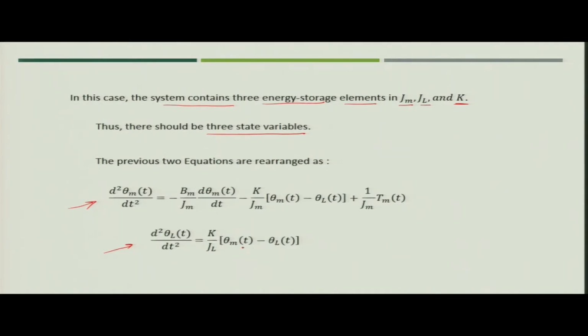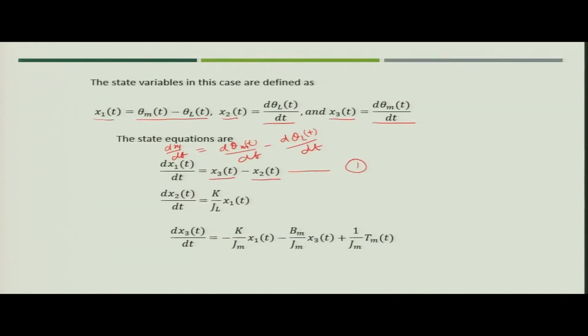Now, from the previous equations, that is d2 theta l by dt2 is equal to k by jl (theta m minus theta l). So, theta m minus theta l we have considered as x1, and this is nothing but the differentiation of x2. So, what we will write? We will write dx2 by dt equal to k by jl x1.